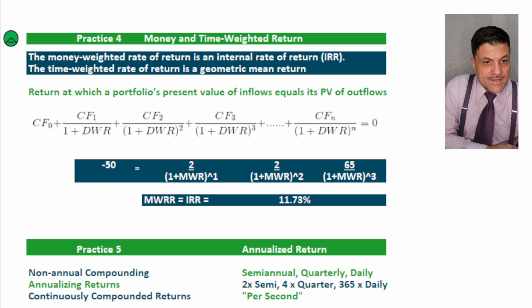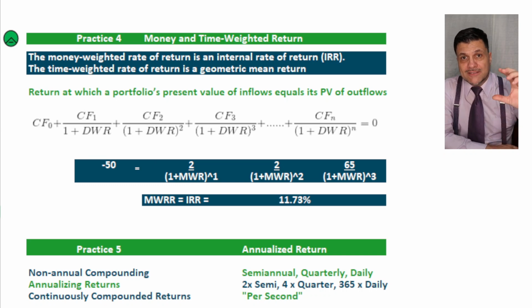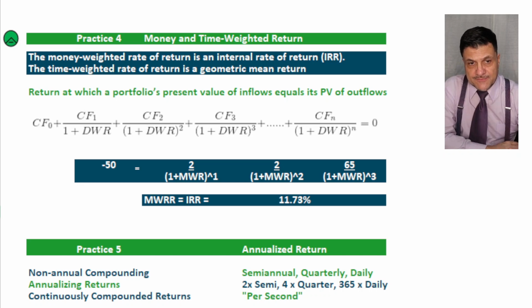All right, good. So doing the IRR, you put CF0 minus 50, cash flow 1 is 2, cash flow 2 is 2, cash flow 3 is 65. So for the IRR, you get 11.73%. Not difficult. The intuition behind that tells you more about how the quantity of money in each period gives you the return. So that's the intuition behind the money weighted return.